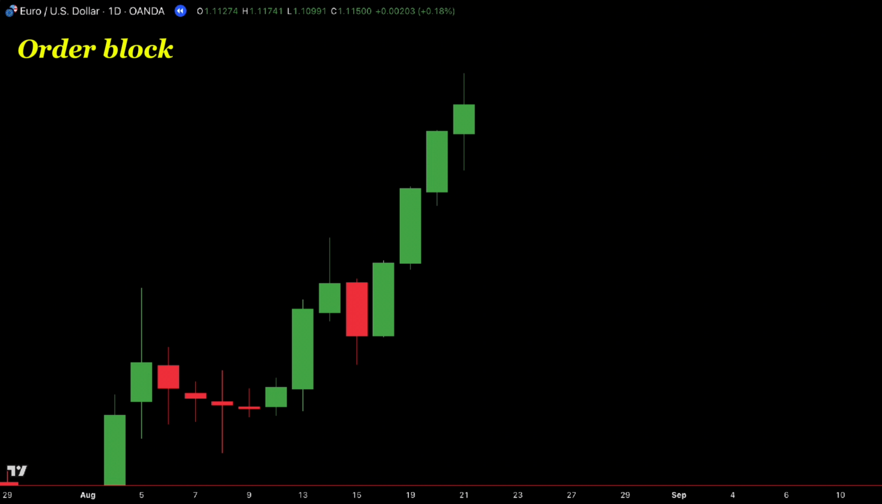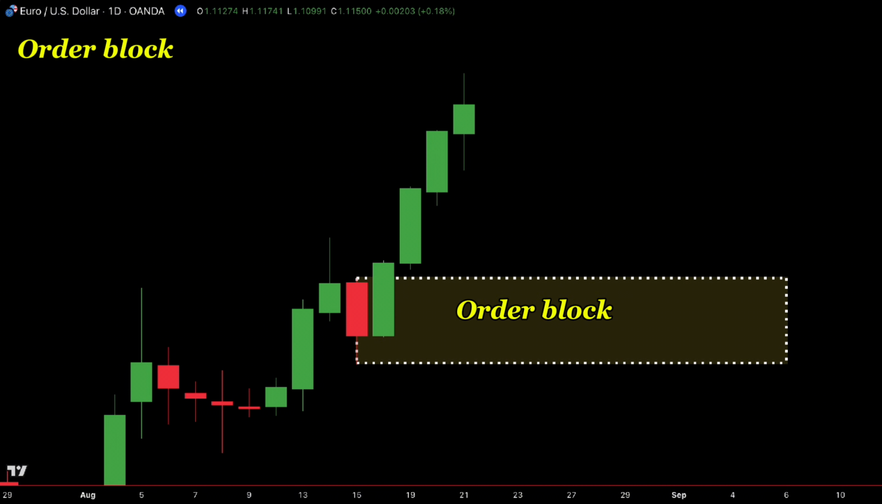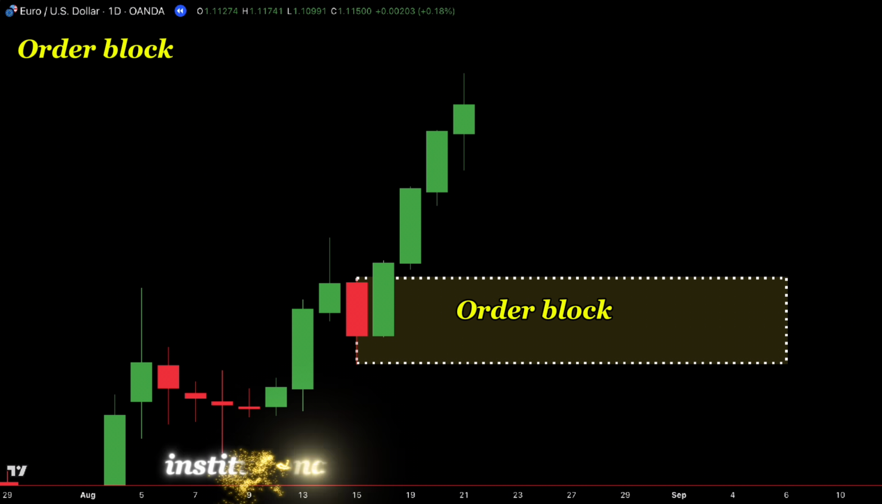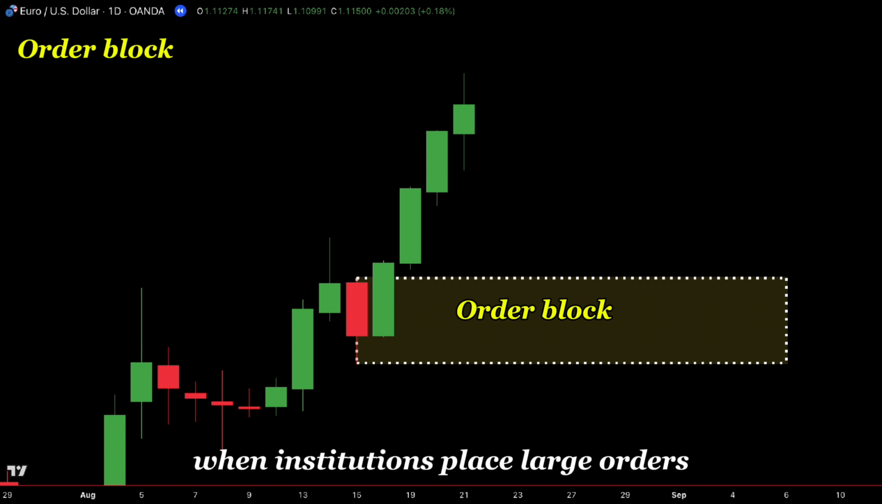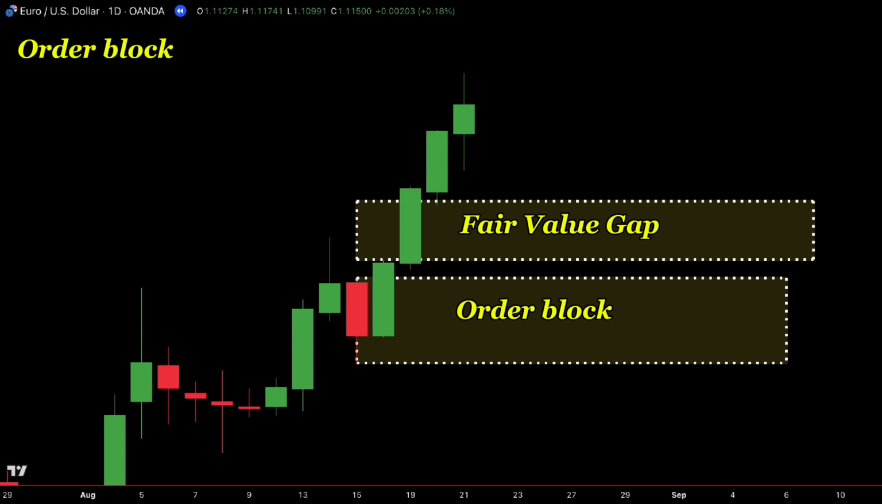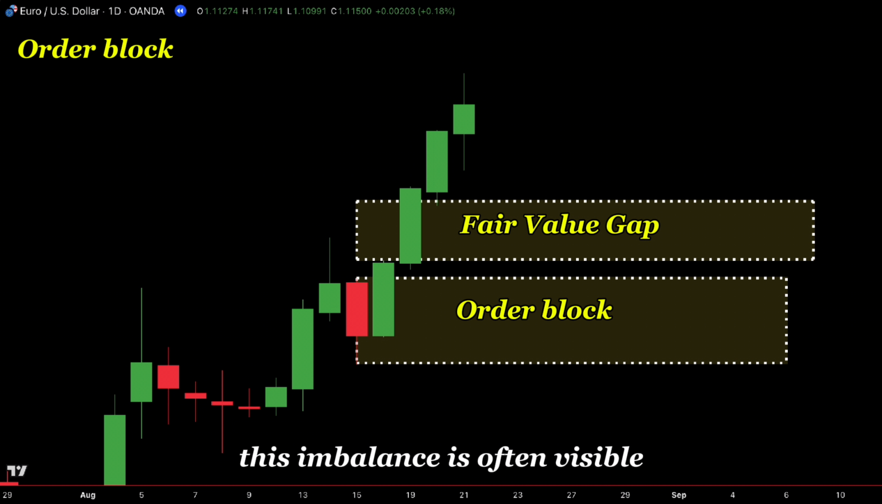Now that you understand liquidity, market structure, and fair value gaps, let's move on to another important ICT concept, order blocks. An order block is a refined version of a supply or demand zone. The difference is that an order block attempts to identify areas where large institutional participants entered the market. When institutions place large orders, they create a strong imbalance between buyers and sellers, causing price to move aggressively in one direction. This imbalance is often visible through a fair value gap, or FVG.